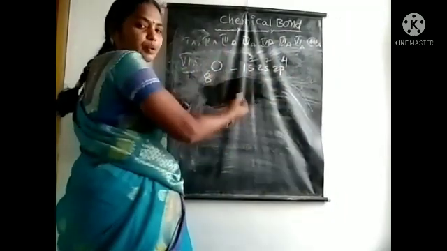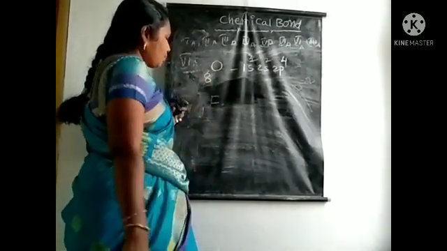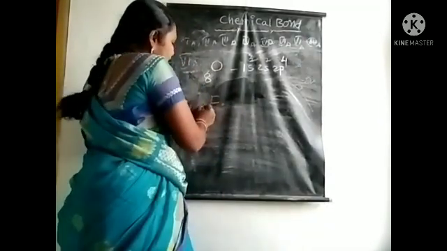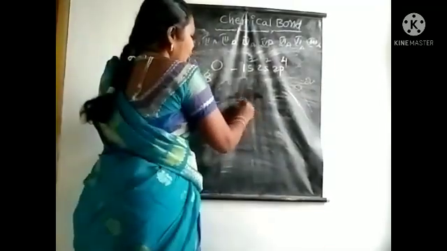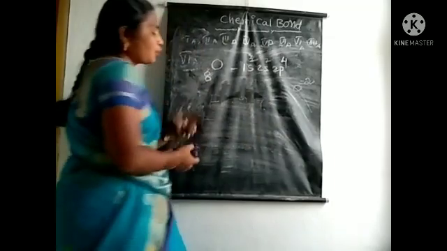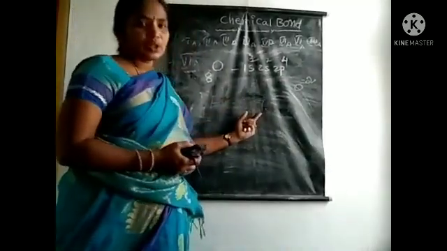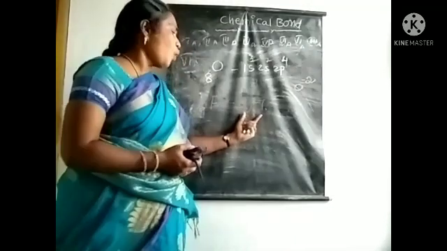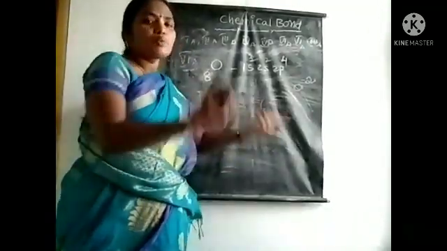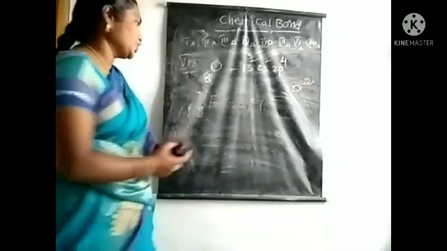Next example, fluorine. Its electron number is 9 and its electronic configuration is 2, 7. Fluorine needs only 1 more electron to attain the nearest inert gas configuration, so it wants to take 1 more electron.